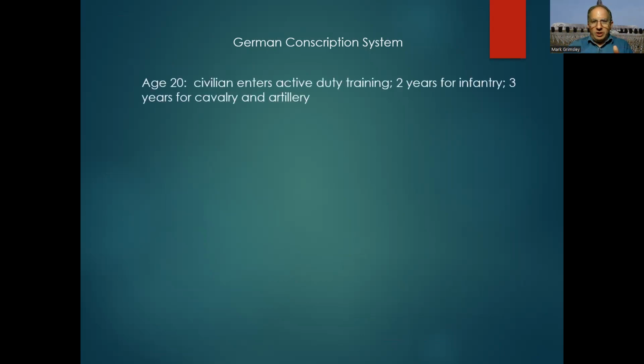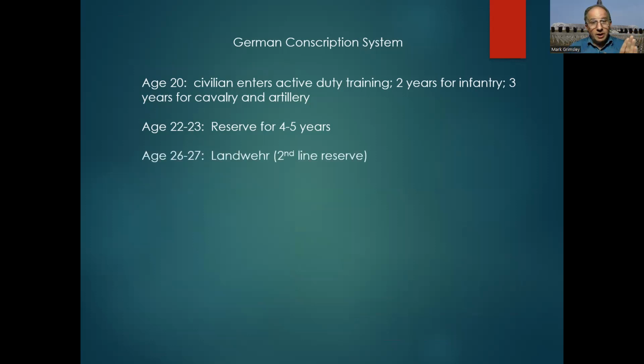First of all, at the age of 20, all civilian men enter 2 years of active duty training, 2 years for infantry, 3 years for cavalry and artillery. This is mandatory. Age 20, you go into the military, and that's it. That's the name of that tune. Then between ages of 22 or 23, you go into the reserves for 4 or 5 years, the frontline reserves. Then your service is not over yet.